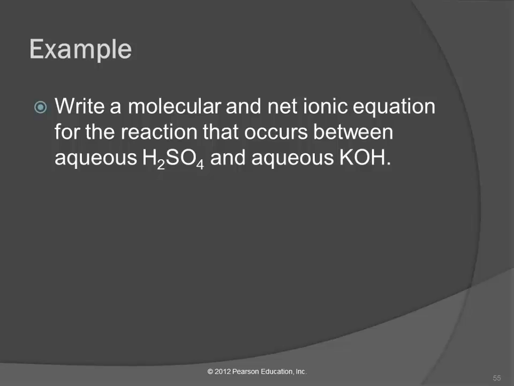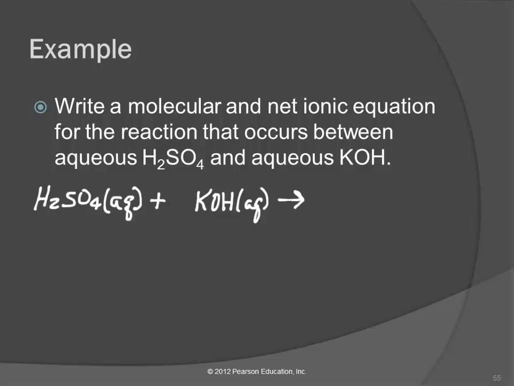We need to write down these reactants. We've got H2SO4. And what should the state symbol for that be? AQ, because it says aqueous. And potassium hydroxide, KOH. That's also aqueous. And then these are going to react. What are they going to form? We have an acid, H2SO4, and we have a base, KOH. We're going to make water and an ionic compound. So we know that the first product is going to be water.